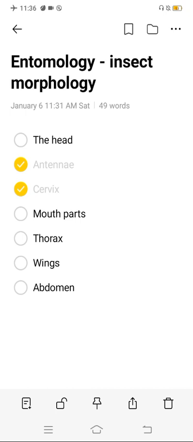Then the serrate antennae. The flagellum consists of triangular segments with eccentric arrangements, leaving the free ends of the segments free on one side, which appears as the teeth of a saw. Serrate.